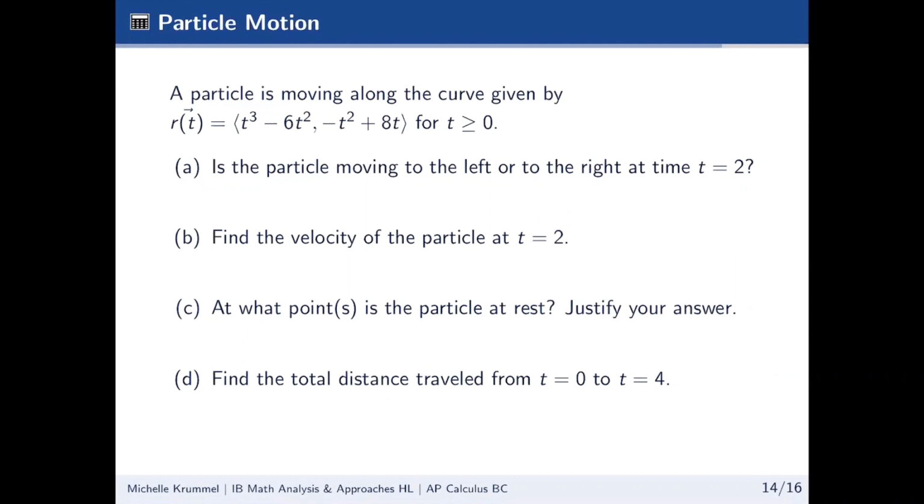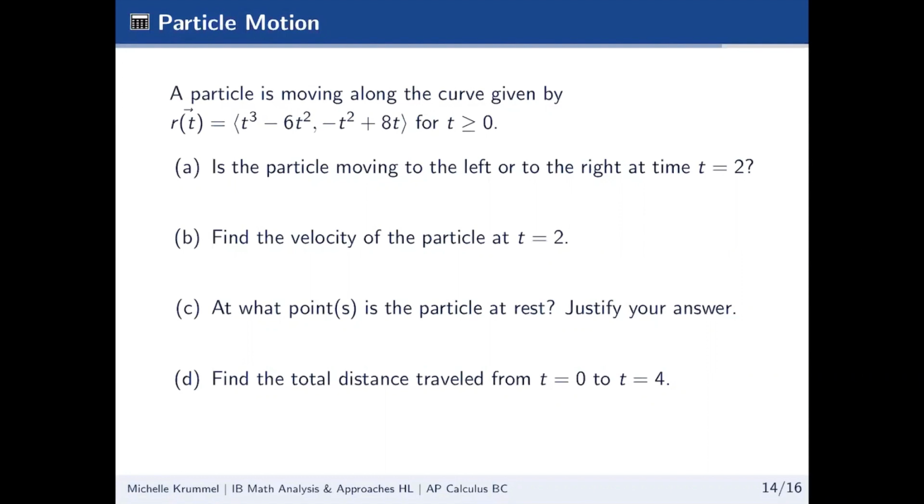So now let's answer some questions about a particle that is moving along a curve. We have a vector valued function, and this vector valued function represents the position of the particle at any time t, and we do have a restricted domain for t here. t is greater than or equal to 0, so we'll keep that in mind. The first question asks, is the particle moving to the left or to the right at time t equals 2?